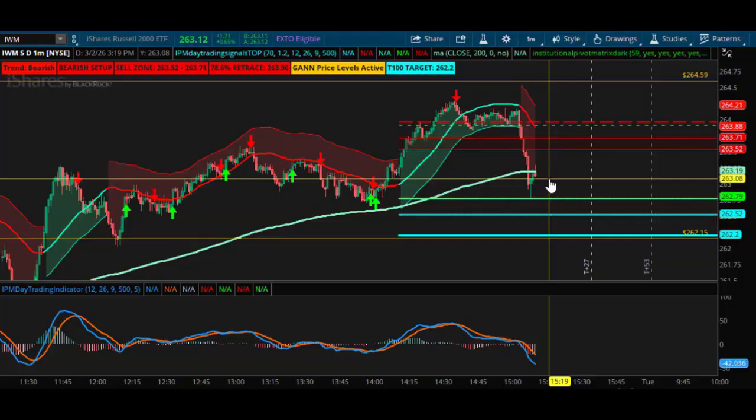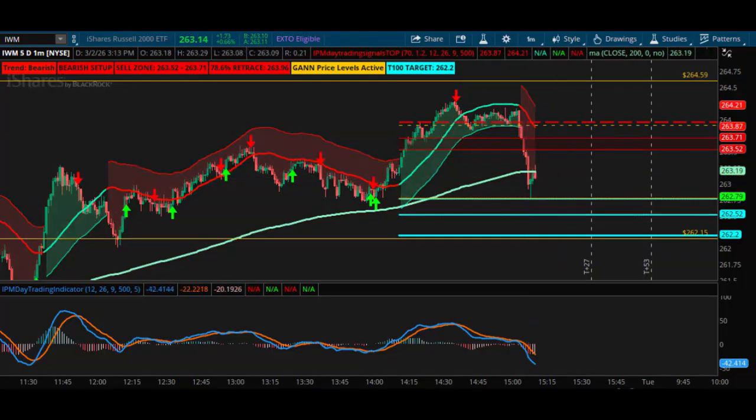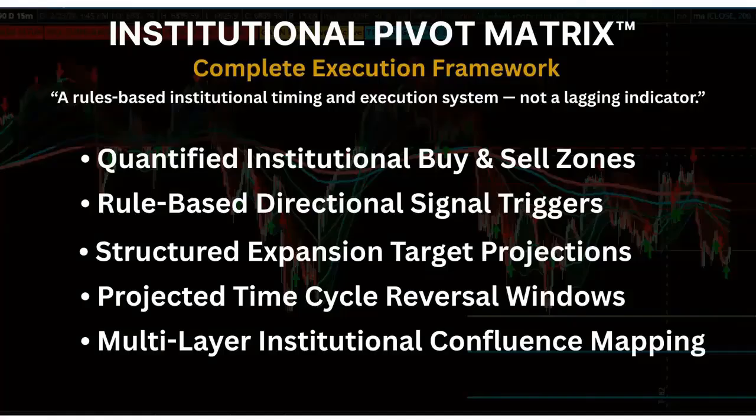So I'm going to turn this back over to Mark, and you can see exactly what's included with your access to the software. Institutional pivot matrix is a complete institutional execution framework, not a lagging indicator. It quantifies buy and sell zones, triggers directional entries, projects expansion targets, and maps forward time cycle reversal windows, all through multi-layer price and time confluence.